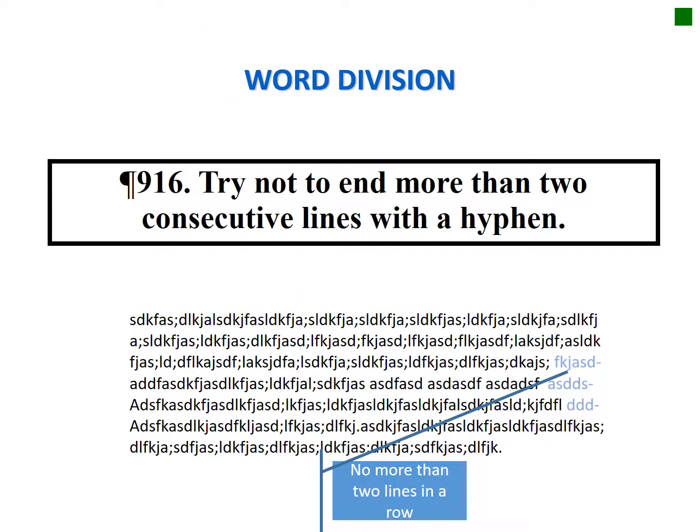This is easy enough. You should not divide more than 2 lines in a row. As you see here, they're showing 3, and that is not recommended. No more than 2 in a row.